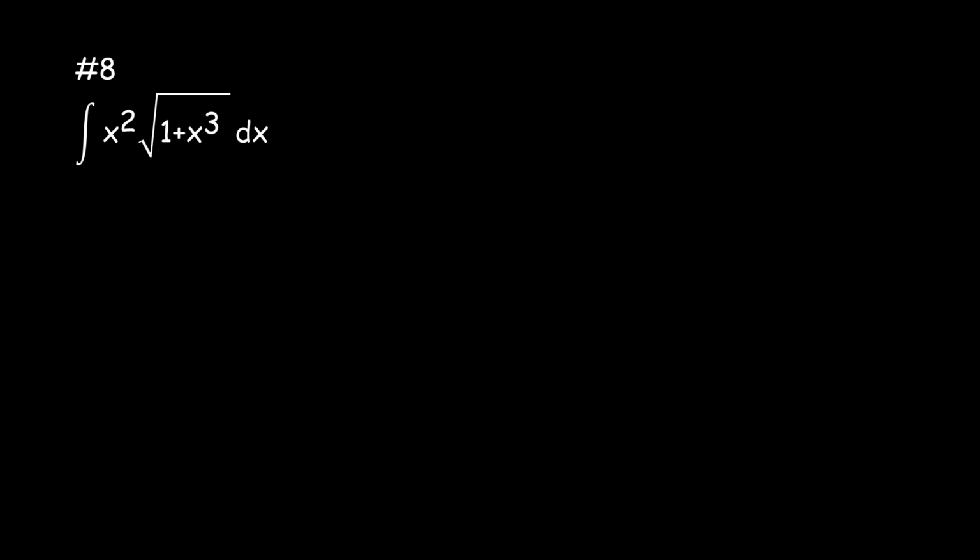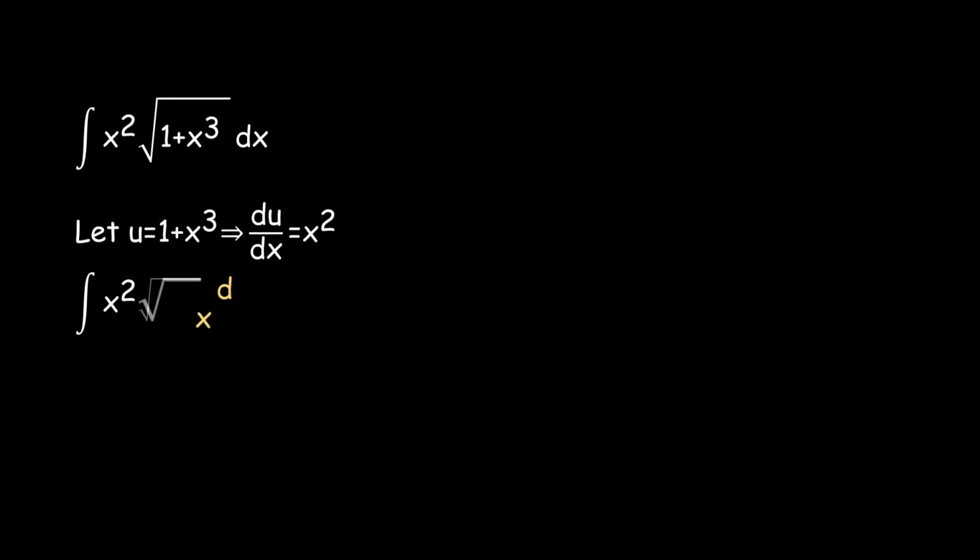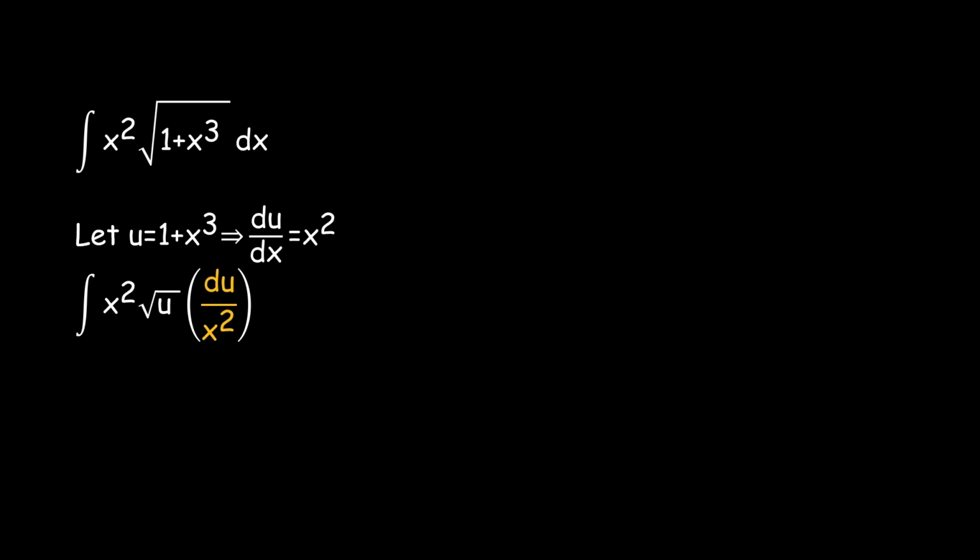Question number 8. We have the integral of x squared, square root of 1 plus x cubed. So we can see that the derivative of what's inside the square root is actually x squared, which we already have on the side as x squared itself. So if we let u be what's on the inside, 1 plus x cubed, then we can replace each of these values, and we get the integral of x squared, square root of u du over x squared.